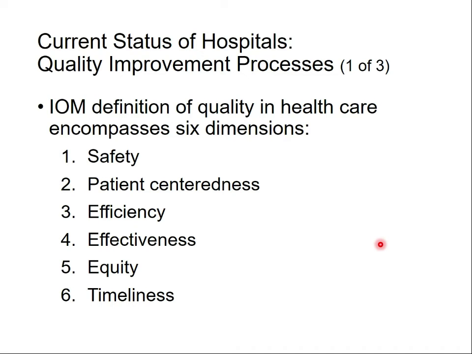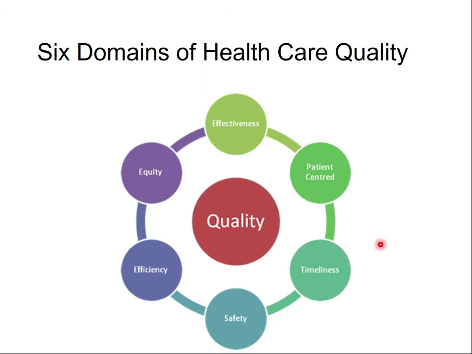So the Institute of Medicine has defined quality of healthcare as having 6 dimensions. These are different pieces of the puzzle that work together to try to make sure that there is patient-centered healthcare and to provide the highest quality of care possible. So these aspects include safety, effectiveness, patient-centeredness, timeliness, efficiency, and equity.